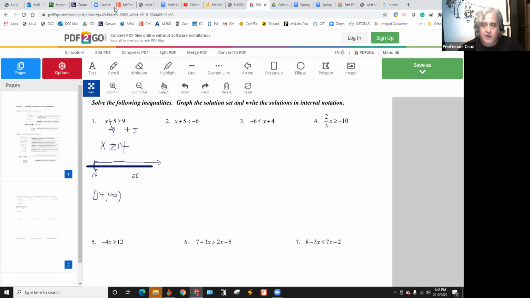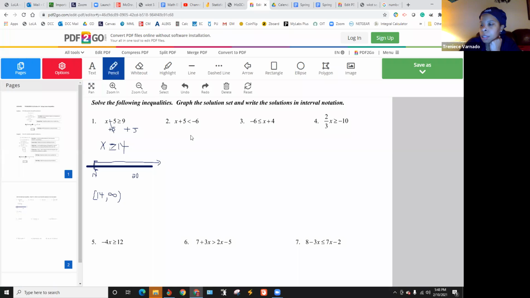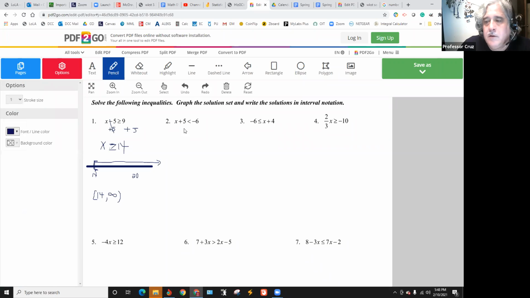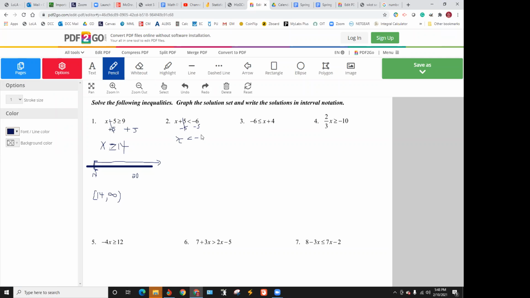All right. Now, what about that next one? Anybody come up with anything on that one? X is less than negative 11. Yeah, that sounds right. So we're going to subtract 5 from both sides. X is less than negative 11.